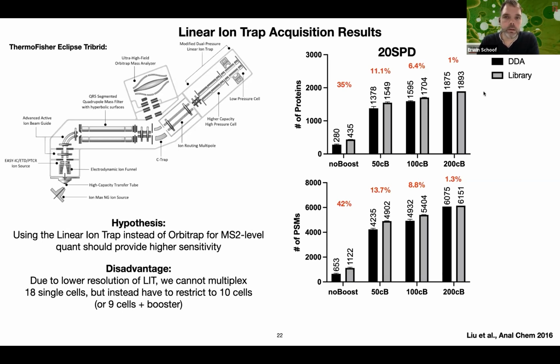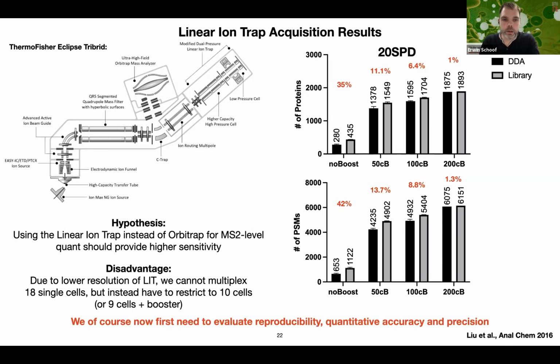which got us extremely excited. Because at 20 SPD, even with 9 cells, we would be outperforming our throughput of 140 cells and would be running 180 cells per day. But of course, there's a lot of work now. We need to evaluate reproducibility, the quantitative accuracy and precision. But this does seem to have some potential for improving our analyses.